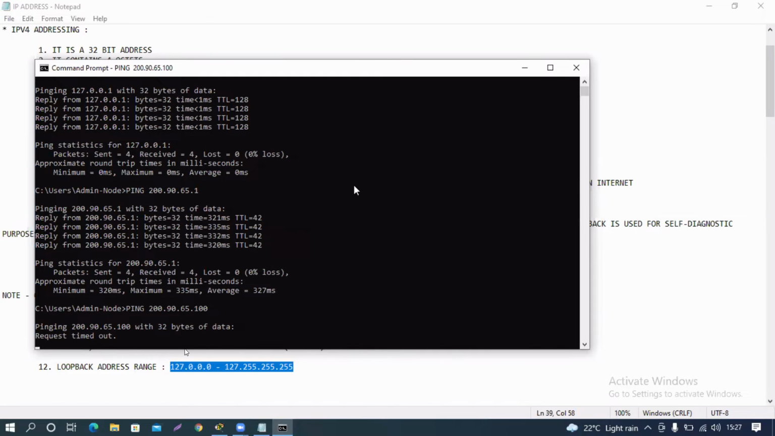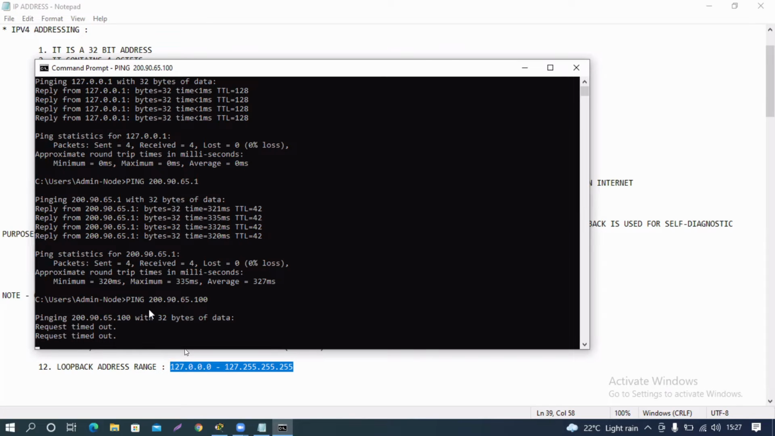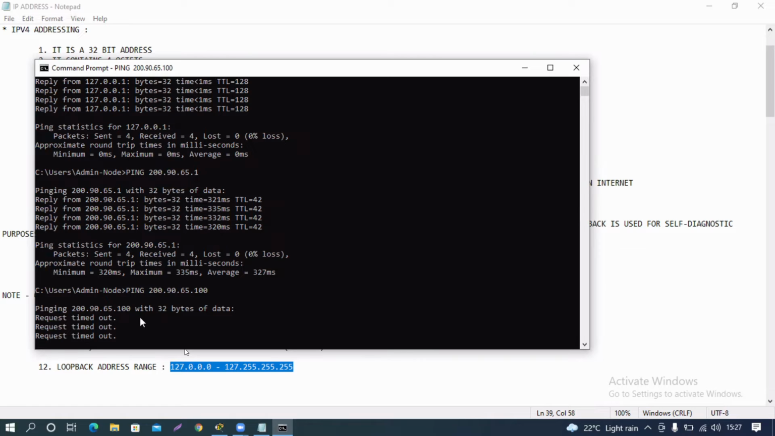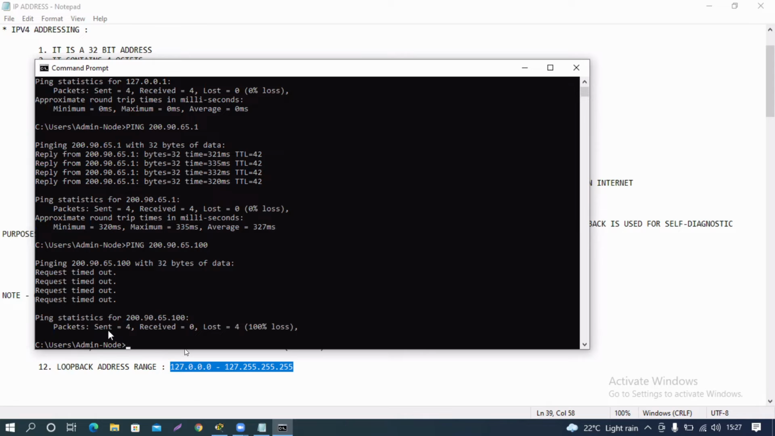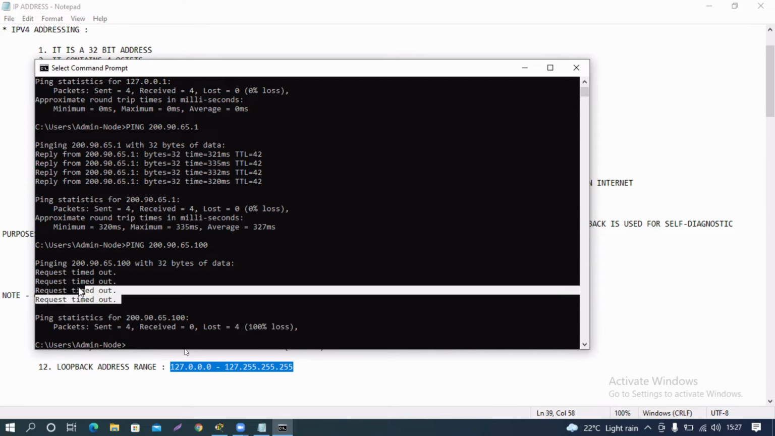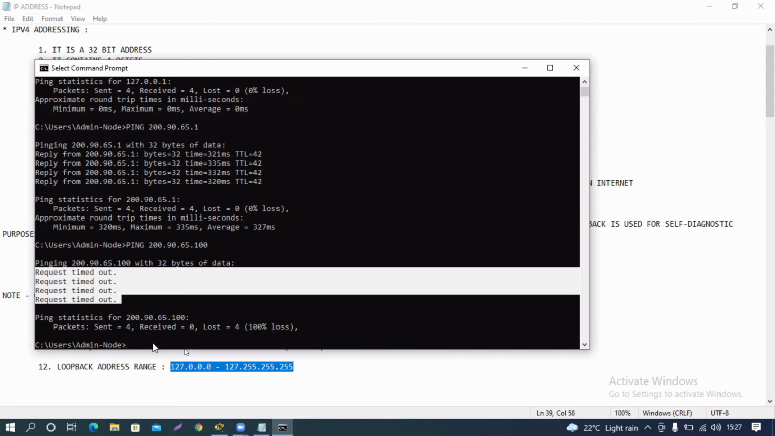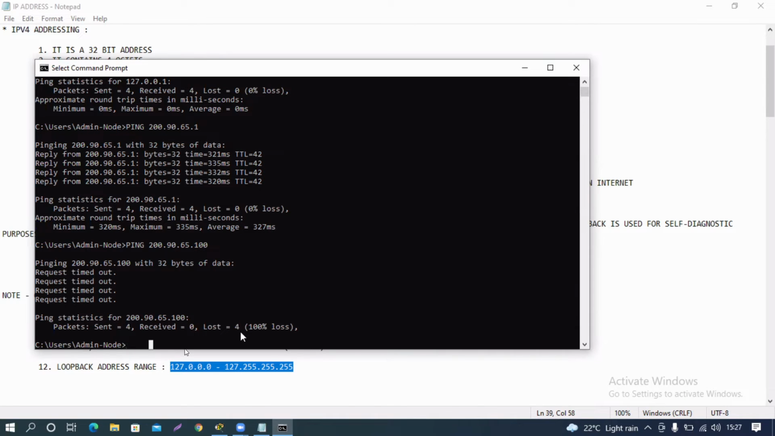Now you can see that you are getting a request timed out message, right? This type of message will always come when the system is unable to make communication. You can see that we have sent 4 packets, but we didn't receive any reply, right? So all the 4 packets we have sent are lost, and the percentage of loss is 100%. This is one of the types of message.